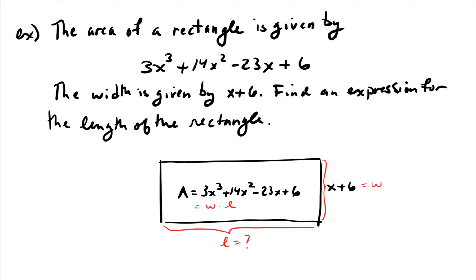Now you know that the area is width times length. So if you were given the area and the width, you just need to divide the area by the width to get the length. And you're going to get for the length an expression involving x. So try to do that, pause the video, and come back. I'll show you the solution.